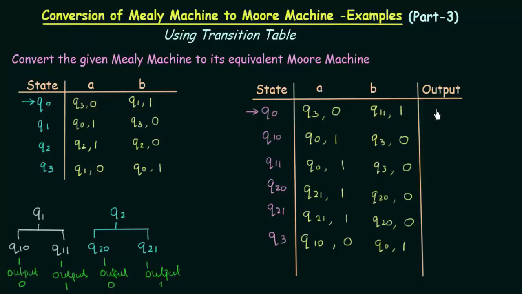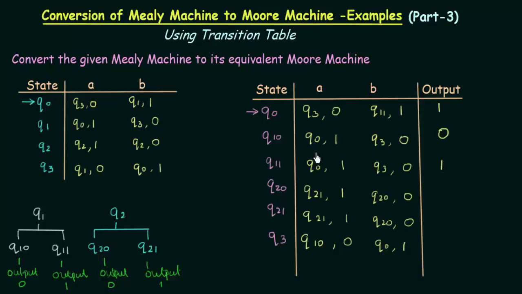Now how do we fill up the column for this output? Let's first check for state Q0. What will be the output that Q0 gives? Search for Q0 here. You see Q0 is giving output 1, and wherever you find Q0 you see that the output is 1. So the output of Q0 will always be 1. And for Q10, where is Q10 here? It is here giving output 0, and there is no more Q10, so the output it gives is 0. And Q11 is over here, it gives output 1.